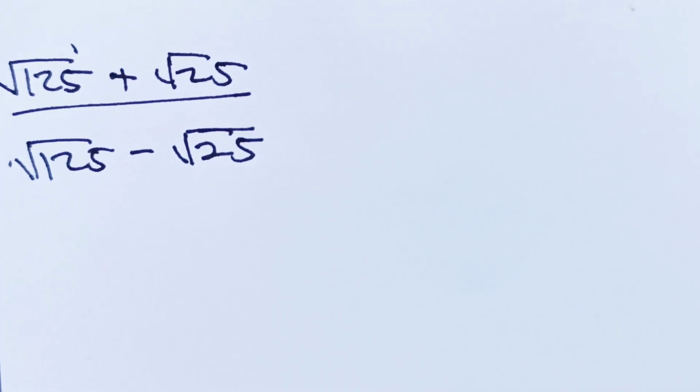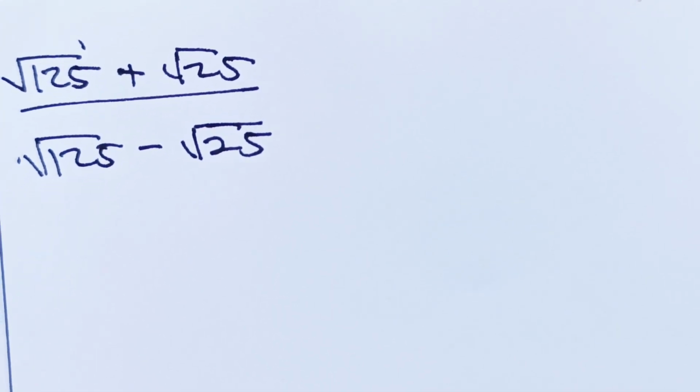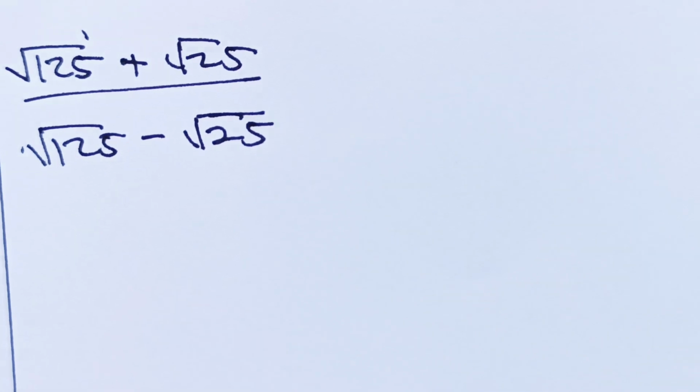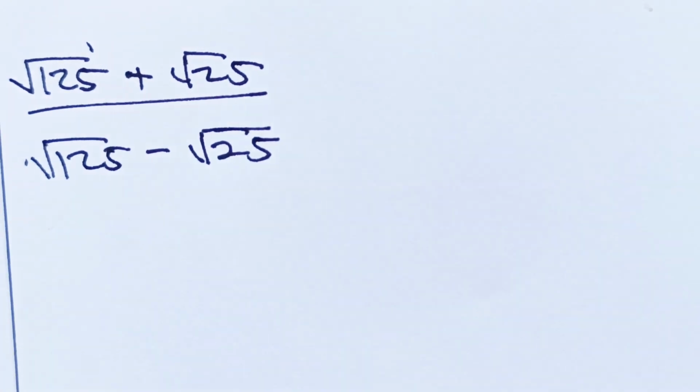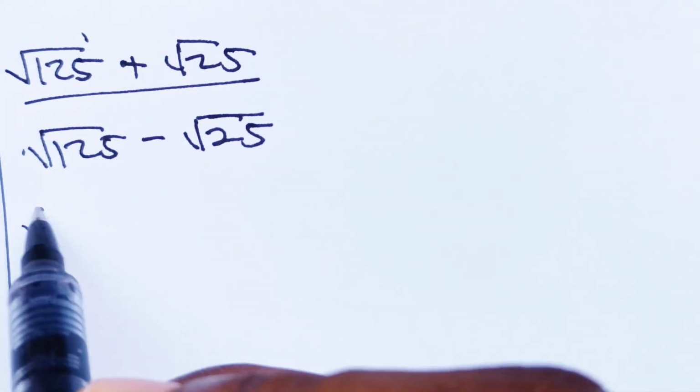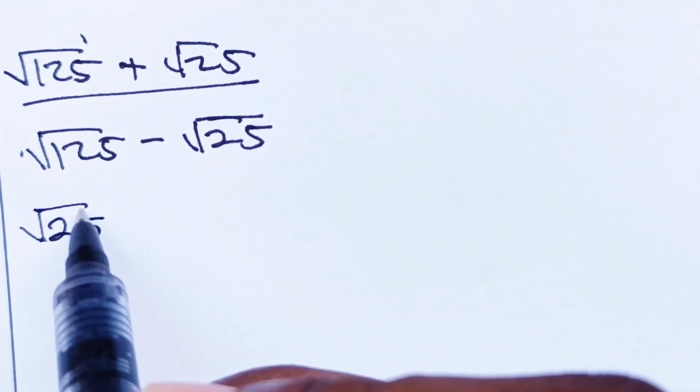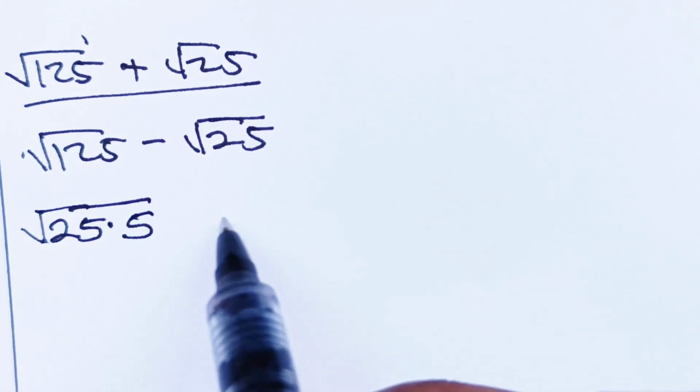Hi, let's simplify this surd expression or equation. Okay, first we need to simplify root 125. We can express root 125 as square root of 25 multiplied by 5, right?